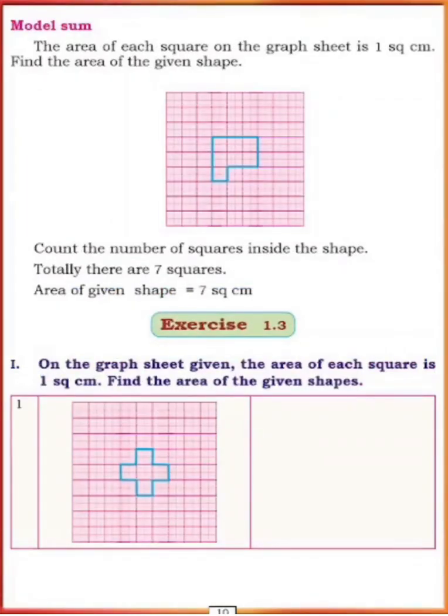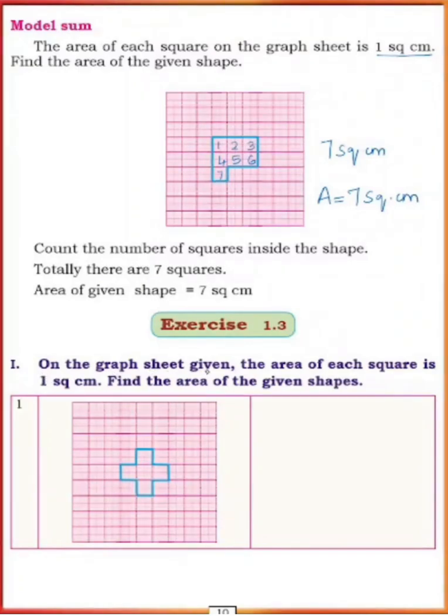Now let's do the model sum. The area of each square on the graph sheet is 1 square centimeter. Find the area of the given shape. Now let's count the number of squares within the given shape. So 1, 2, 3, 4, 5, 6, 7. So we have to count the number of squares inside the shape. Totally there are 7 squares. Therefore, area of the given shape is equal to 7 square centimeters.